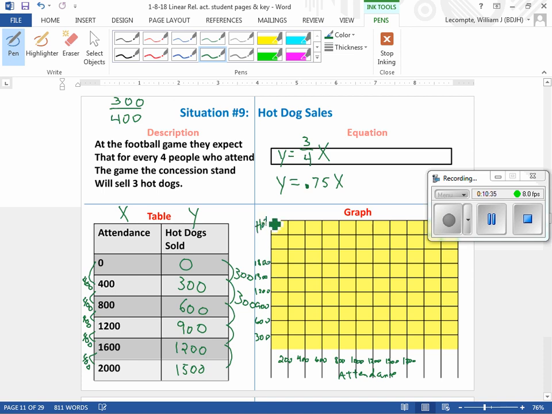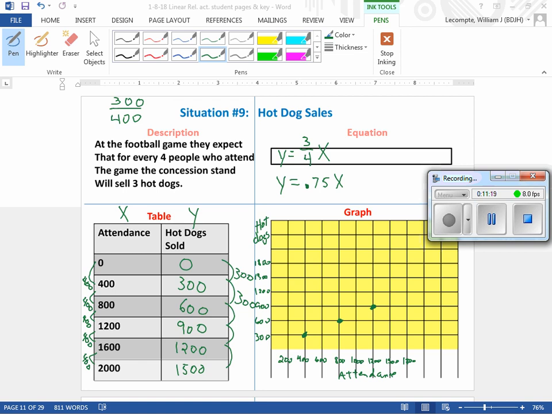So we got 400 people showing up, and we're selling 300 hot dogs. We got 800 people showing up, and we're selling 600 hot dogs. We got 1,200 people showing up, so we're going to sell 900 hot dogs. We got 1,500 people showing up, so we're going to sell not 1,500, but we have 1,600, right?